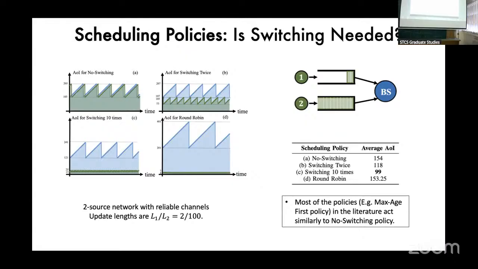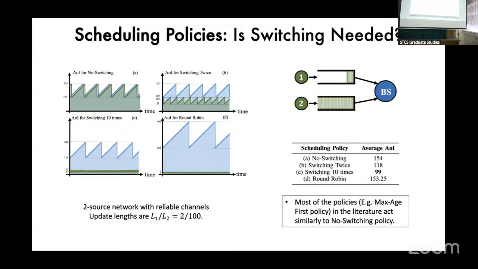A policy that does not switch between these 2 sources will basically send a source 1 packet that takes 2 time slots, followed by a source 2 packet that takes 100 time slots. And so the age of information basically grows something like this. The blue age of information is for source 1. The red age of information is for source 2.